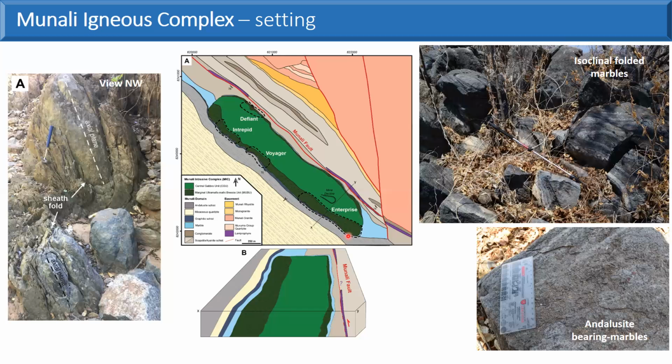And this unit is thickest along the southwestern margin, whereas the sulfide is not continuous along strike, but instead forms a series of pod-like prospects, which includes Intrepid, Voyager, and Enterprise, the site of the nickel mine. We also see slivers of mineralization along the northern margin, which is Defiant.